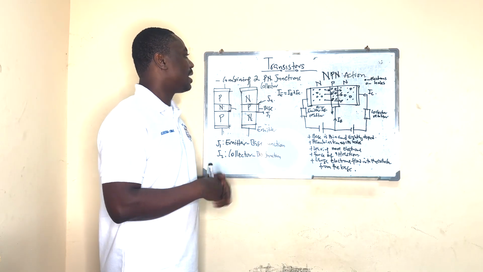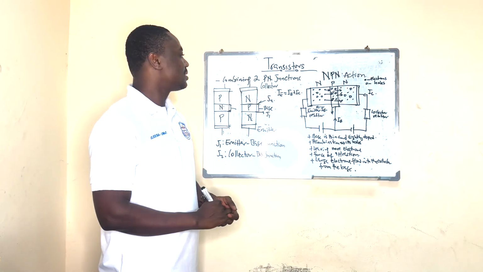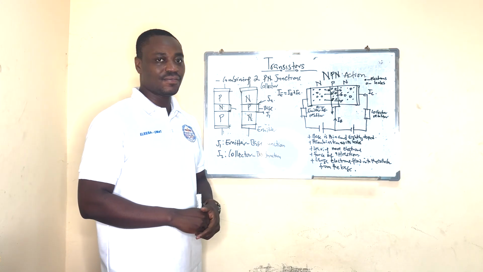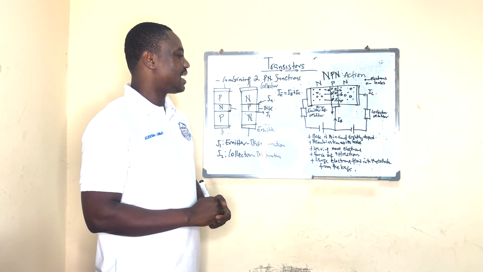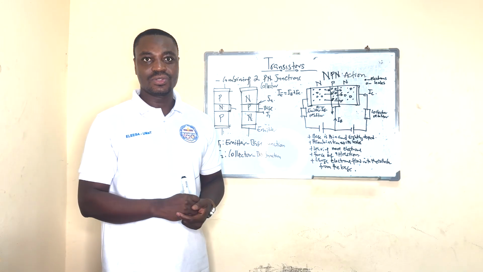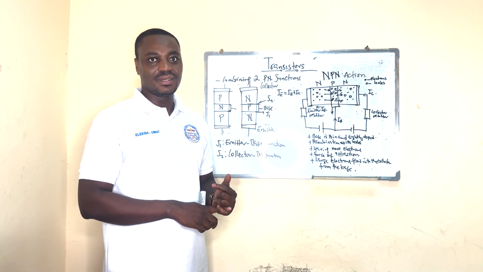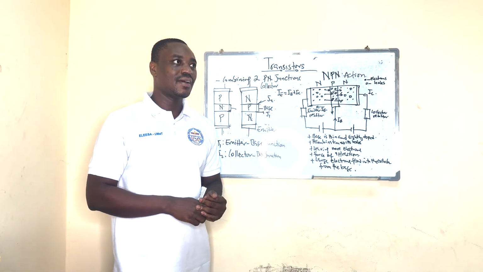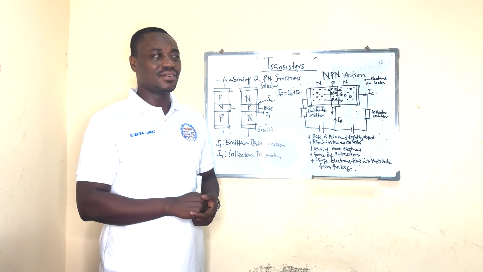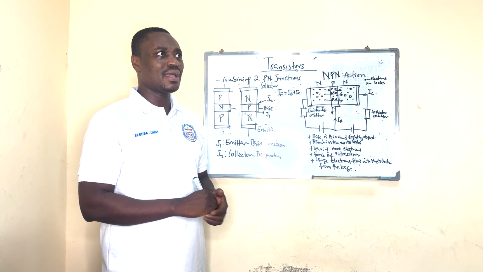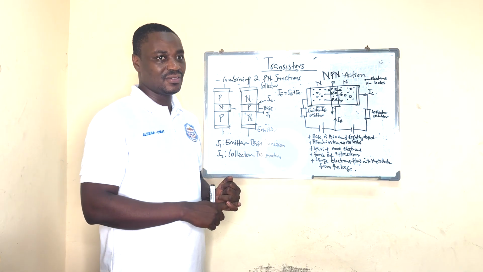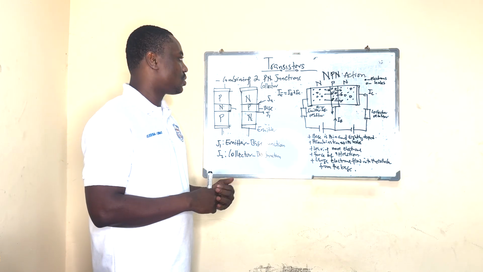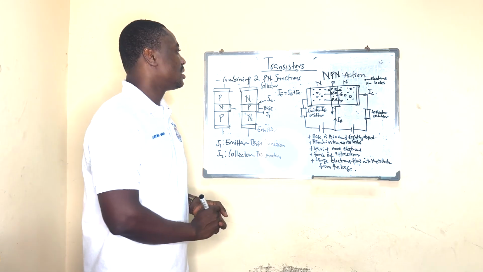So now, how do we get transistors? The commonly used transistors that we have, we have about three... I think we have four in general. We have unijunction. We have bipolar junction. We have FET, field effect transistors. Then we have MOSFET as well. So we have four commonly used transistors.